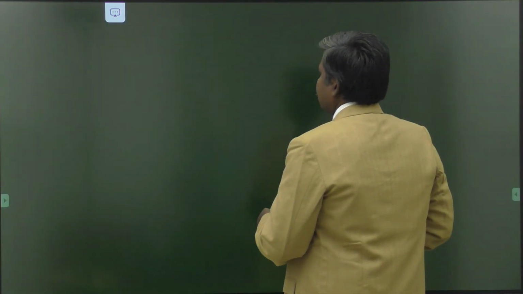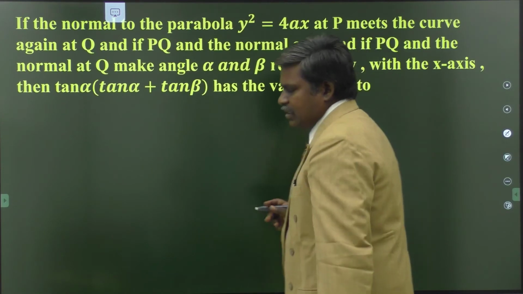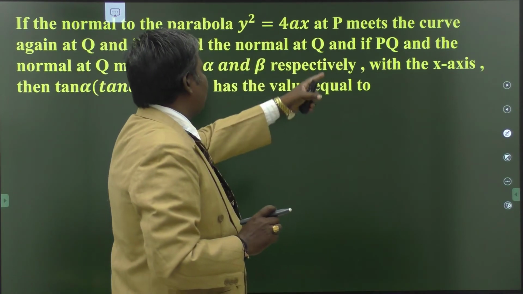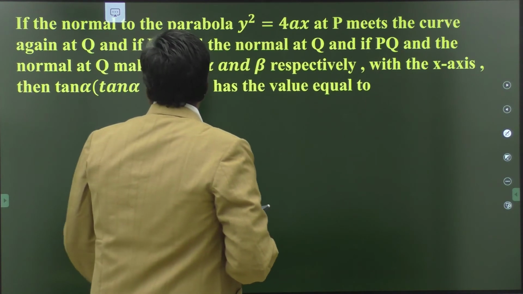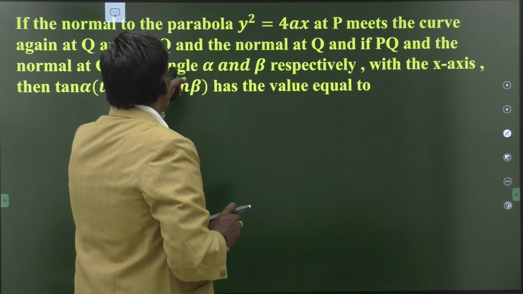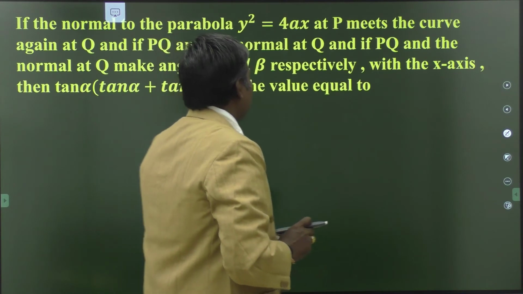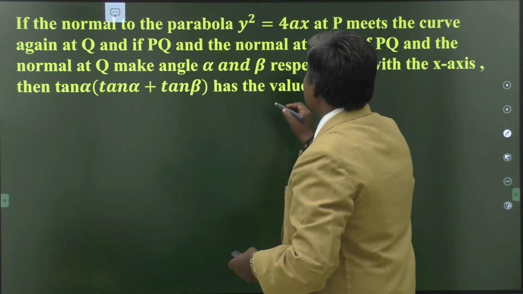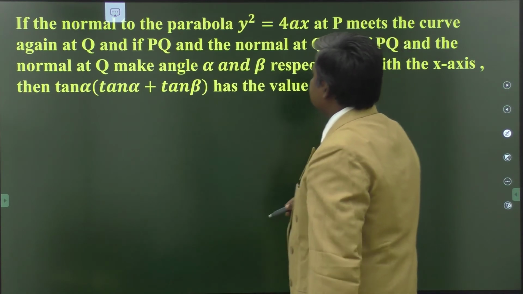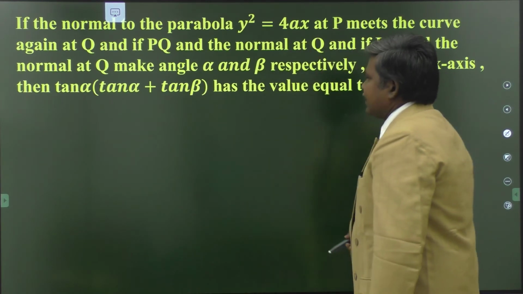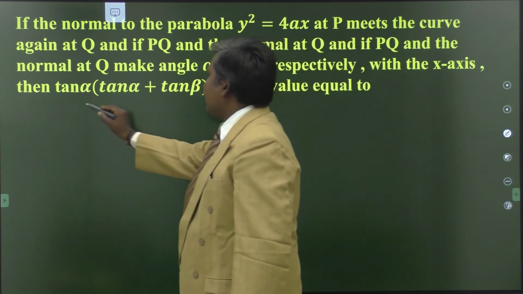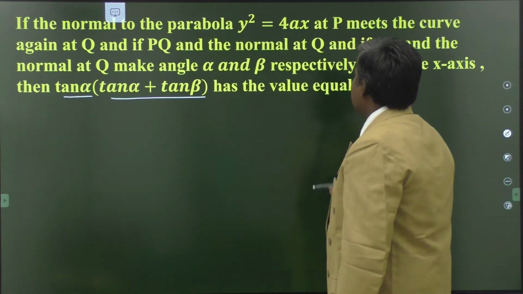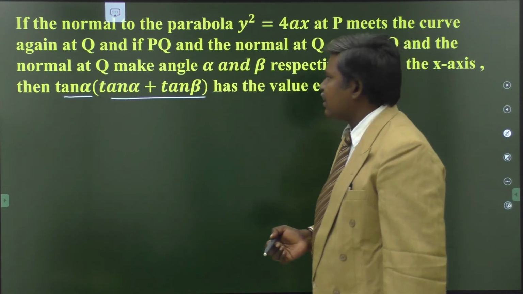This is the question. If the normal to the parabola y square is equal to 4ax at P meets the curve again at Q, and if PQ and the normal at Q make angles alpha and beta respectively with the x-axis, then you have to find the value of tan alpha into (tan alpha plus tan beta).